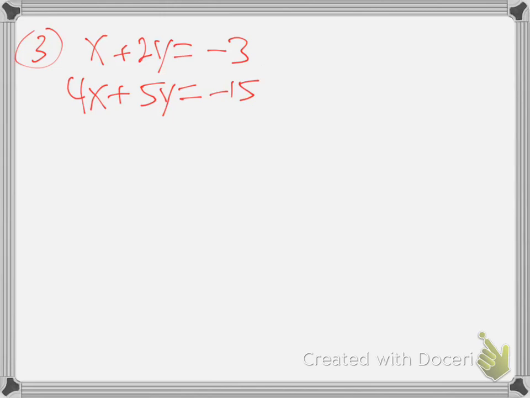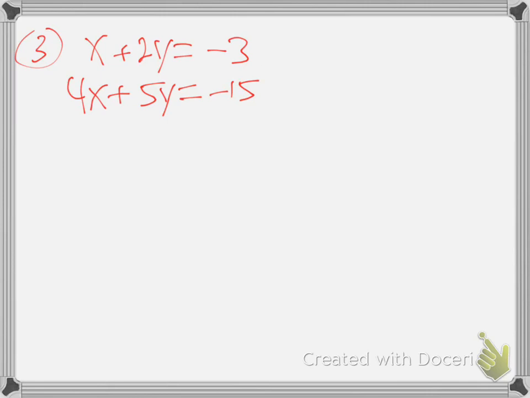So let me make a suggestion. I mean, you could do it either way. How about this time? You know we got to make opposites, right? And we either got to make the x's opposites or the y's. It'll work either way. How about we do the x's this time? How about we make those x's opposites? And then we'll add.